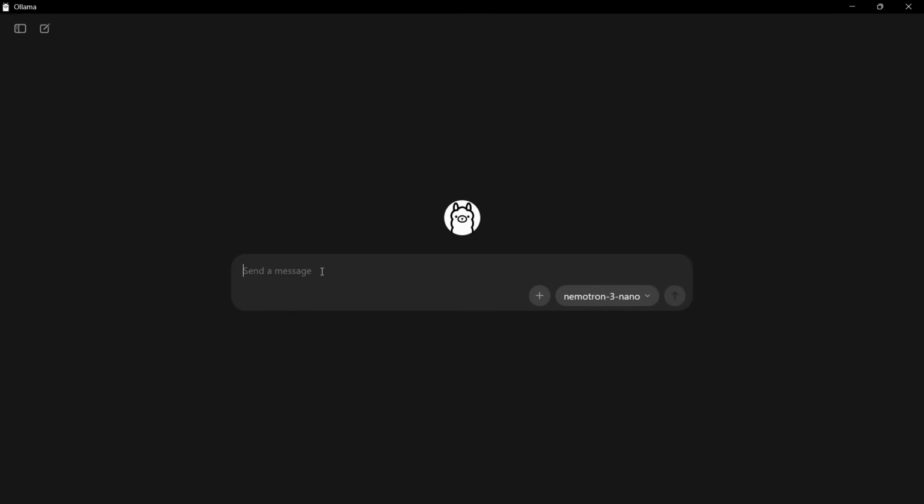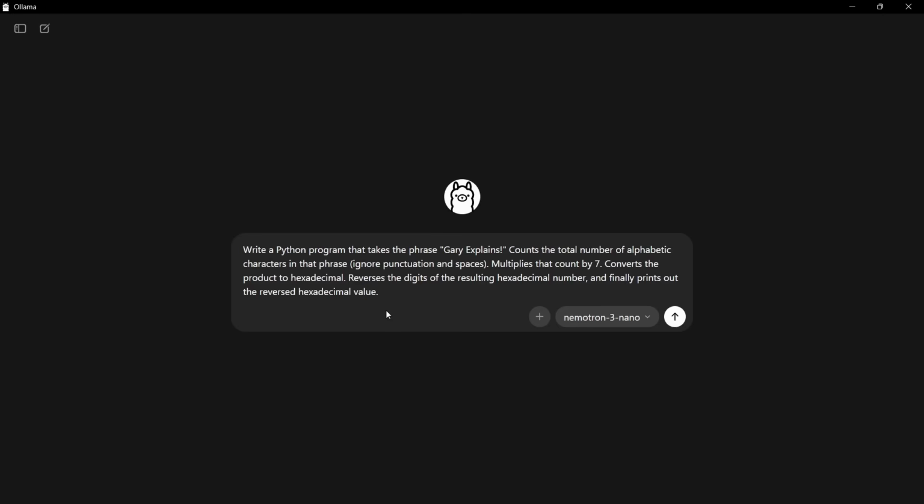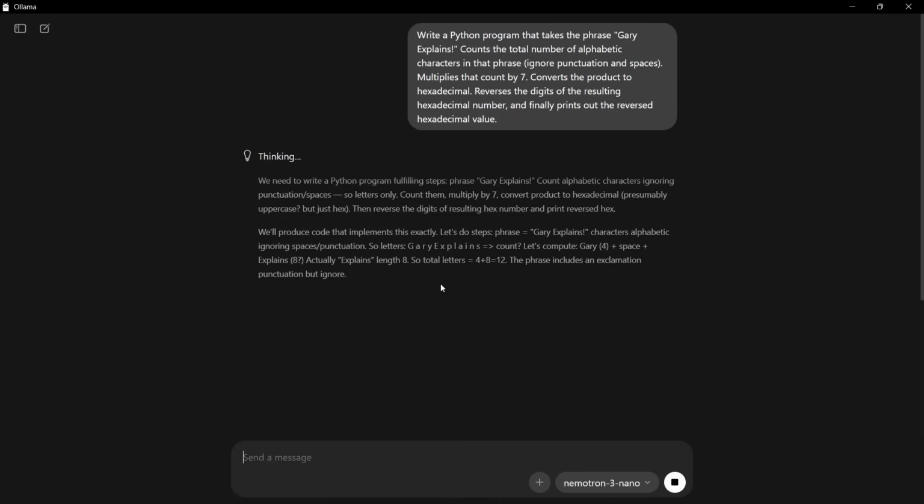Now we've got 2 more tests, and these are programming tests. Write a program that takes the phrase Gary Explains, counts the total number of alphabetic characters in the phrase, ignoring punctuation and spaces, so the exclamation mark wouldn't be counted, for example. Multiplies that count by 7, converts it into hexadecimal, reverses the digits of the hexadecimal, and finally prints it out. So this is really, can it follow a real specific set of instructions for a Python program? And let's see what it can do.